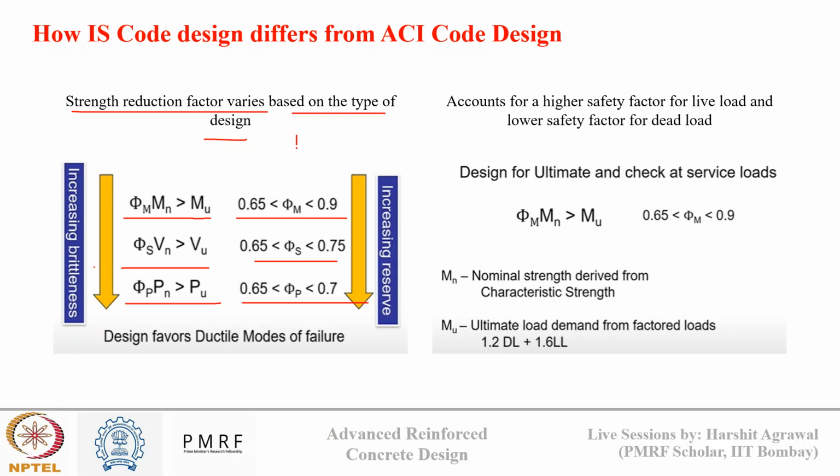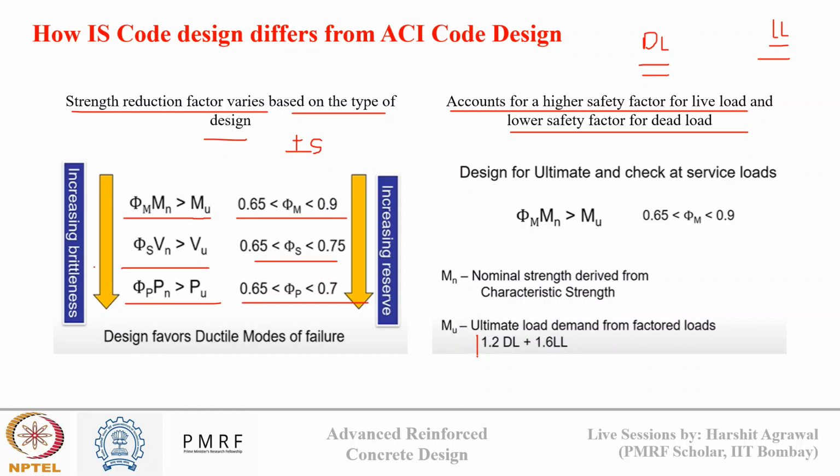Unlike IS code, which takes a similar set of factors for any type of loading condition, ACI code takes different sets of factors for different loading conditions. And they also account for higher safety for live load and lower safety for dead loads. Why? Because the ACI code has the philosophy that dead loads won't show much variation. However, live load can show much variation. So that's why they take more safety factor for live load and less safety factor for dead loads.